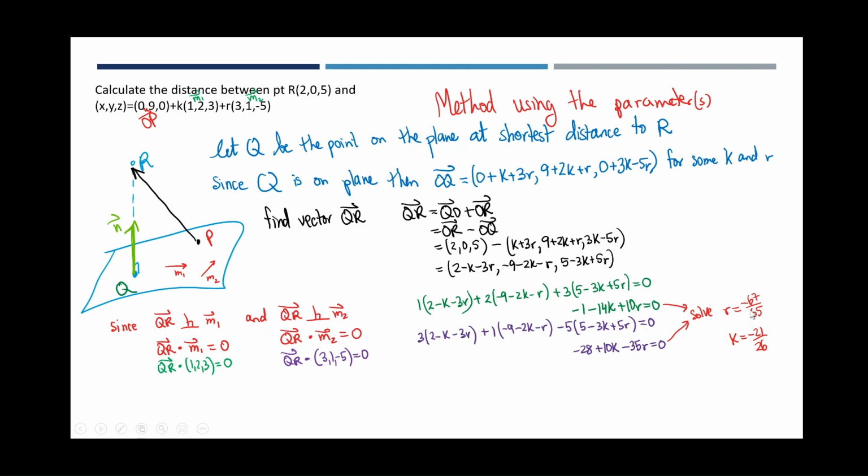And as soon as you know your parameter values, then the shortest distance is going to be the magnitude of this vector QR. And then if I asked you to find the actual point Q itself at shortest distance, all you had to do is stick the values of the parameters into this expression over here, and you'd have both the shortest distance as well as the actual point at shortest distance, which is written over here. Here's a solution for you to verify when you try it.